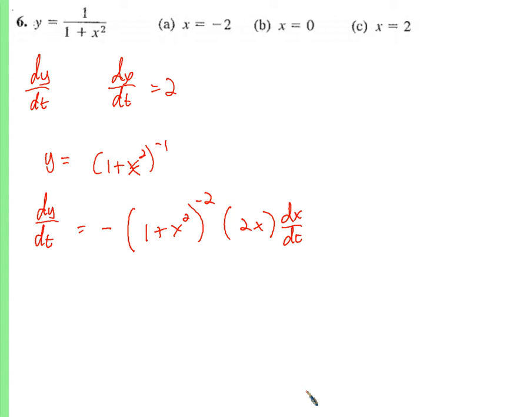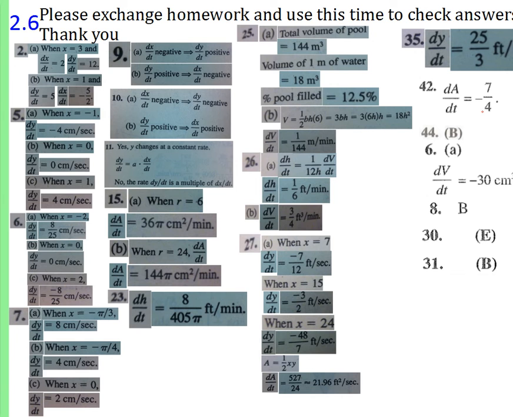Alright, well, I'm not going to stand here and substitute x for you, but you would put dx/dt as 2. That's where we need dx/dt. We need x here and here. Do negative 2, 0, and 2. Let's jump back and look at what those results are.